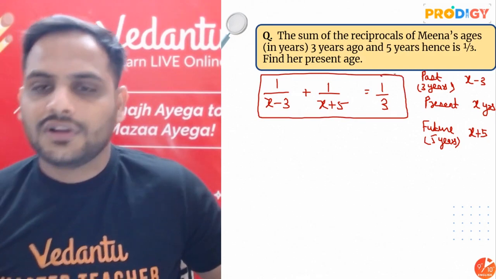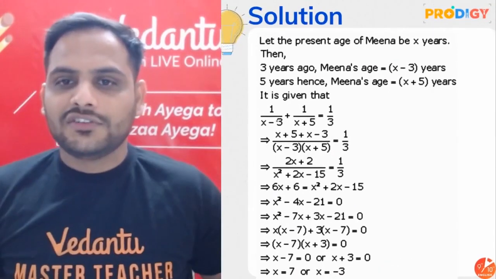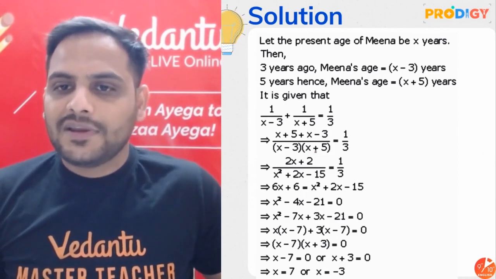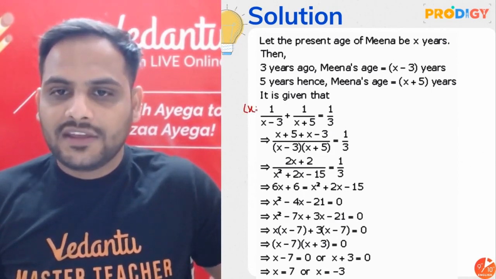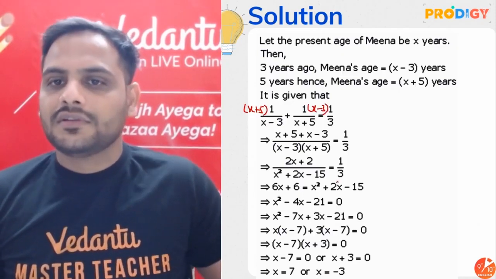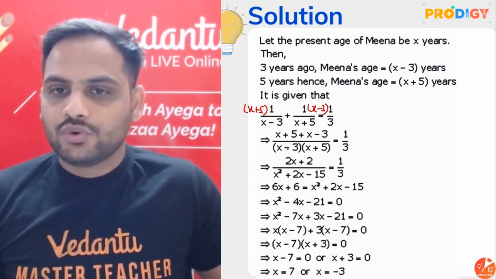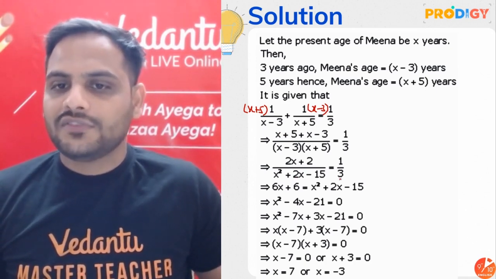Now solve this equation. Solve it, it's not much of a solution. Take the LCM, x minus 3 into x plus 5. Here multiply with x plus 5, here multiply with x minus 3 to make the denominators common. So x plus 5 plus x minus 3, so 2x plus 2 divided by x square plus 2x minus 15 is 1 by 3.